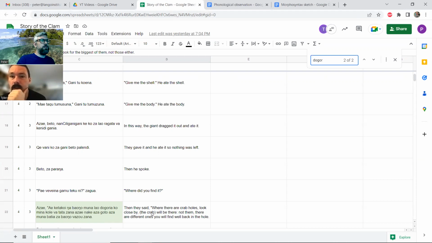Where there are crab holes, look close by. The crab will be there. Not them, they're different ones, and you will find they're different ones well back in the hole. So it should be a plural Dogororia or something, but I think they're saying ones because they're giving us a hint there. Well, look close by. Where there are crab holes, look it. You will go look it.